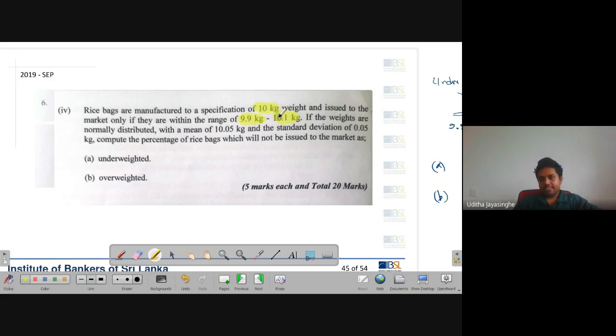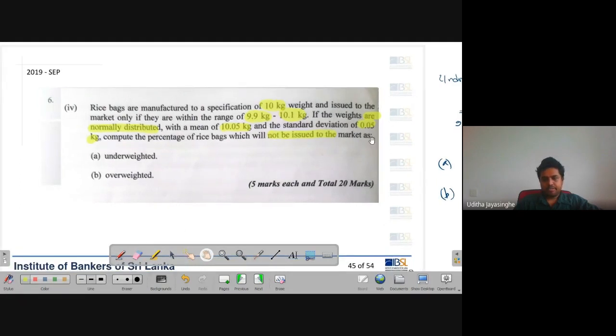If the weights are normally distributed with a mean of 10.05, see, although you are anticipating it to be 10, the actual is going to tell you a slightly different story. 10.05 is the actual mean, and a standard deviation of 0.05 kilograms. Compute the following percentages of rice bags which will not be issued to the market, as A, underweight, and B, overweight. Let's look at the answer.